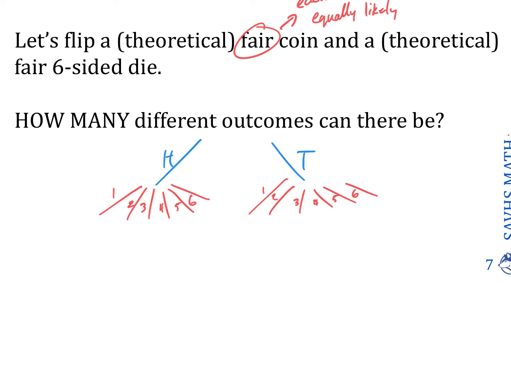We could get those same 6 outcomes. So total, we could get 1, 2, 3, 4, 5, 6, 7, 8, 9, 10, 11, 12 ways. All right, so again, we can draw that tree diagram to show all of the work, to show how many different possibilities there are.